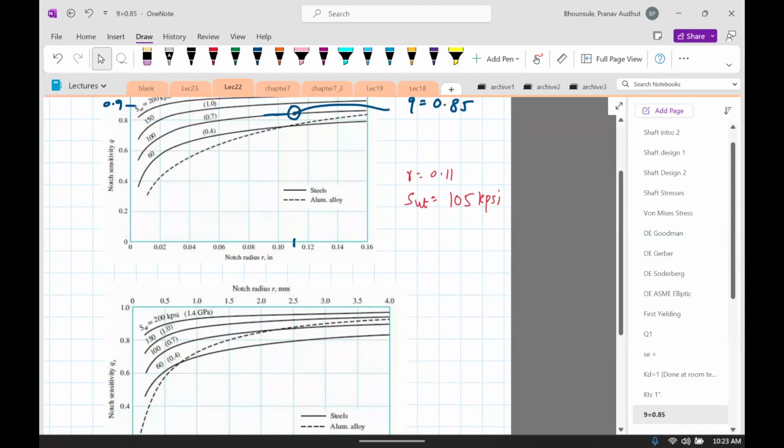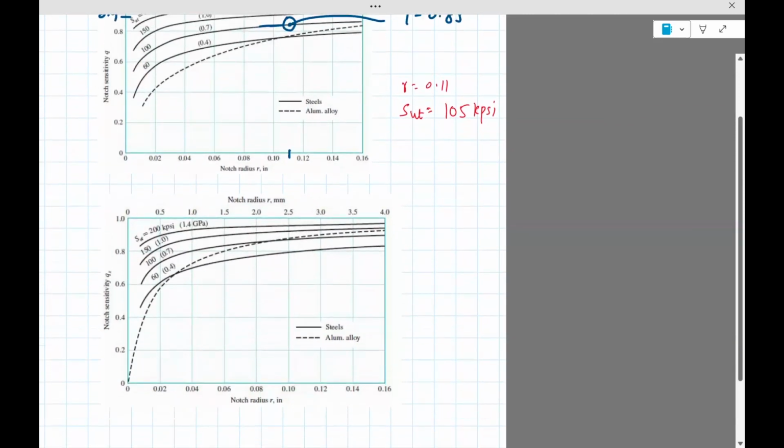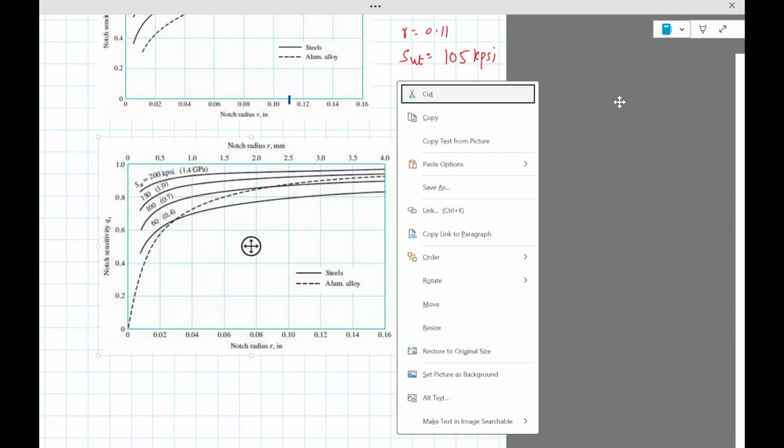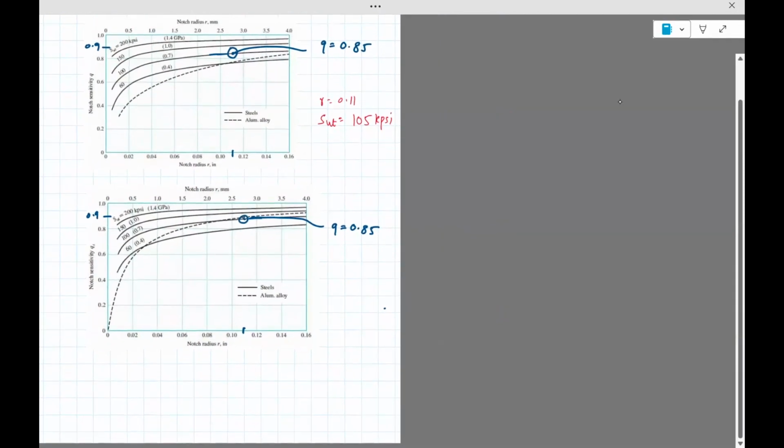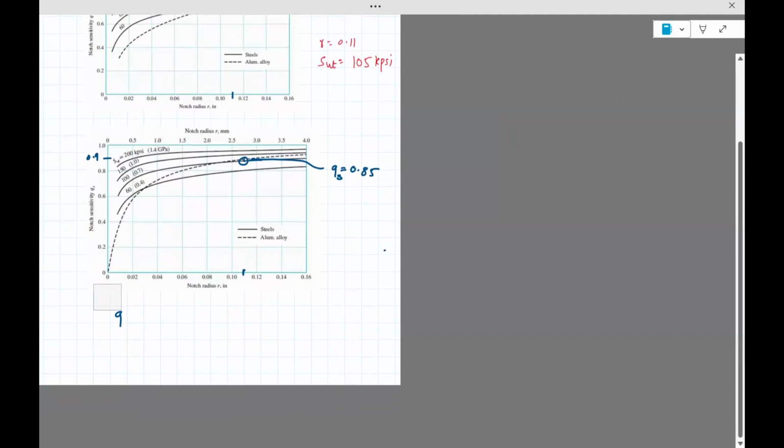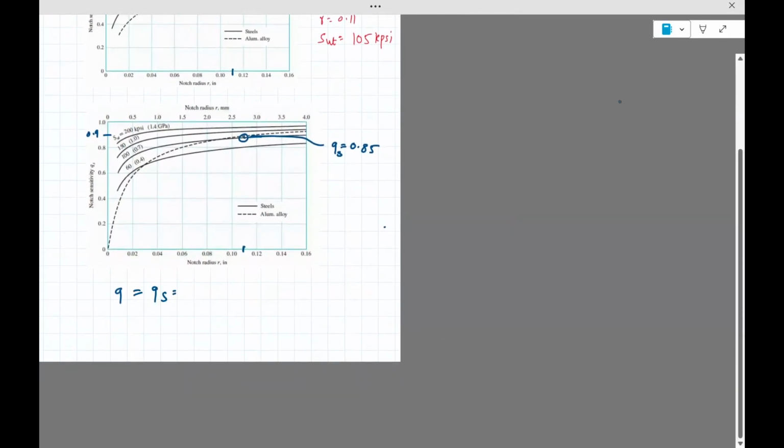Okay, now we need to compute the same one for QS. So again, 0.11 is here. SUT 100 is given to us. So it's this line right here. It looks like it's again between 0.8 and 0.9. I actually assumed the same as this one. So Q is 0.85. Okay, so QS and Q are both 0.85. So Q equals QS is 0.85. This completes part 2.